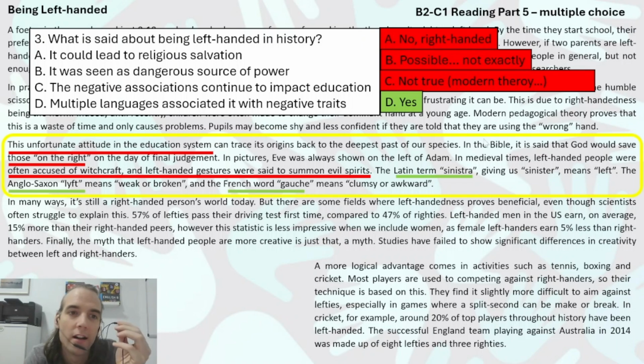Maybe you could argue that B is correct if you really tried to argue it and if D didn't exist. But D does exist and D is like 70% correct and B is only 30% correct. So that level of nuance, that's what we need for B2 and C1. D is going to be the correct answer for the exam.